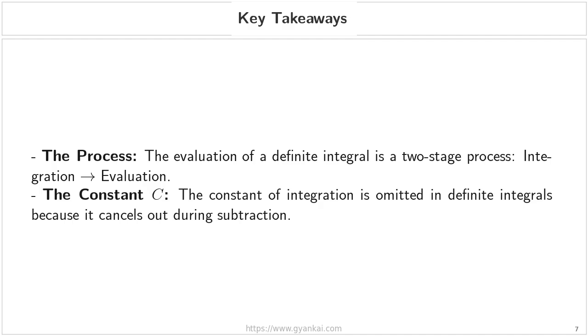Next, the constant c. You'll recall from our discussion on indefinite integrals that we always add a constant of integration, often denoted as c, to represent the family of all possible antiderivatives. However, when dealing with definite integrals, we can safely omit this constant. Why? Because when we subtract the value of the antiderivative at the lower limit from the value at the upper limit, the c terms will always cancel each other out. It's like having plus c and minus c, they eliminate each other. So, to simplify things, we just leave c out when calculating definite integrals.